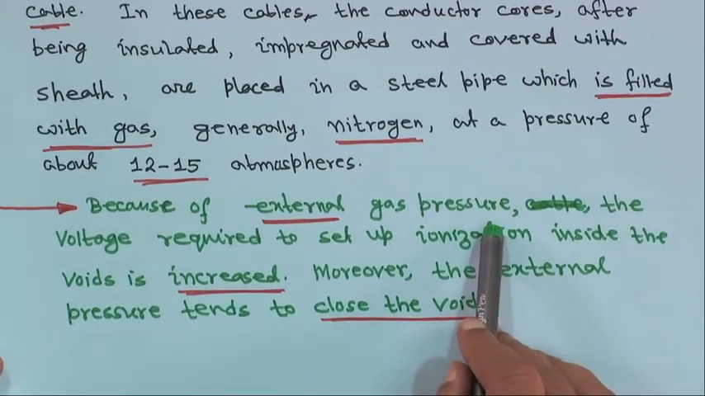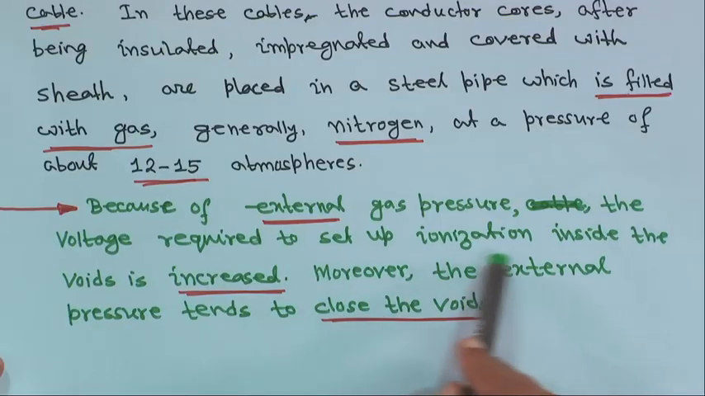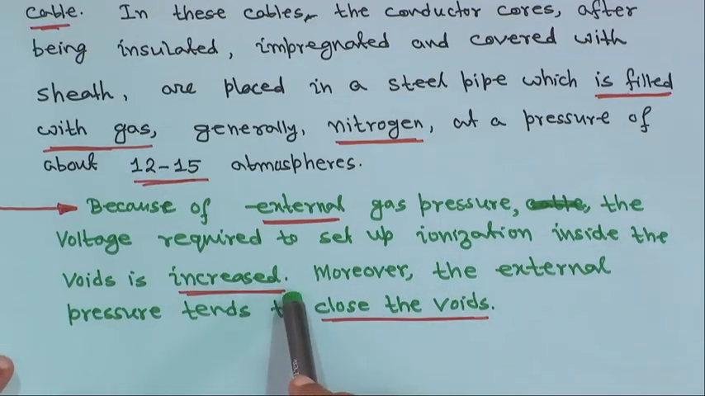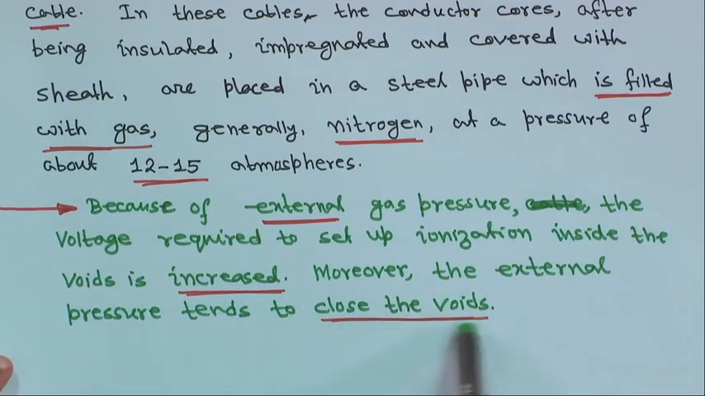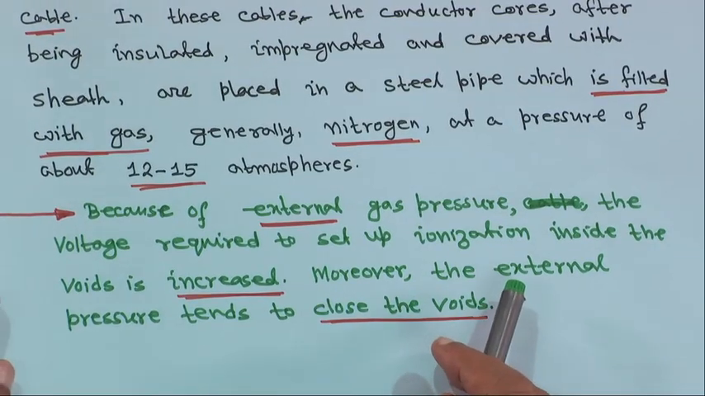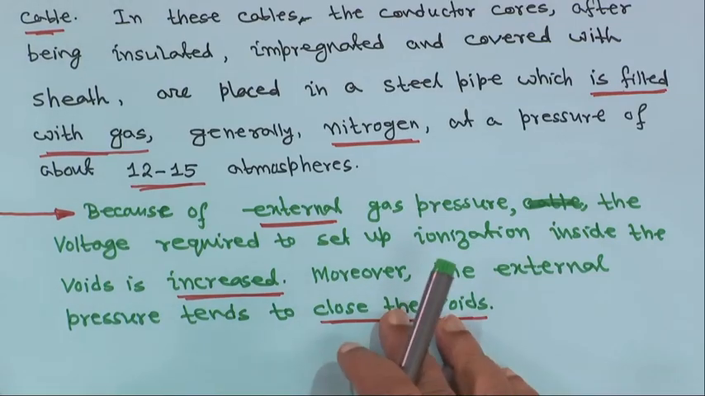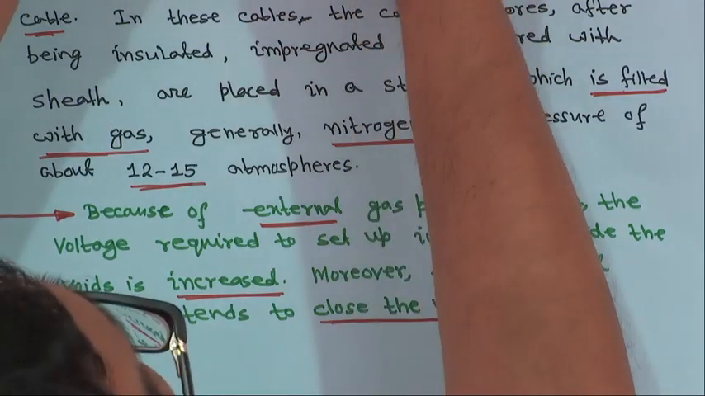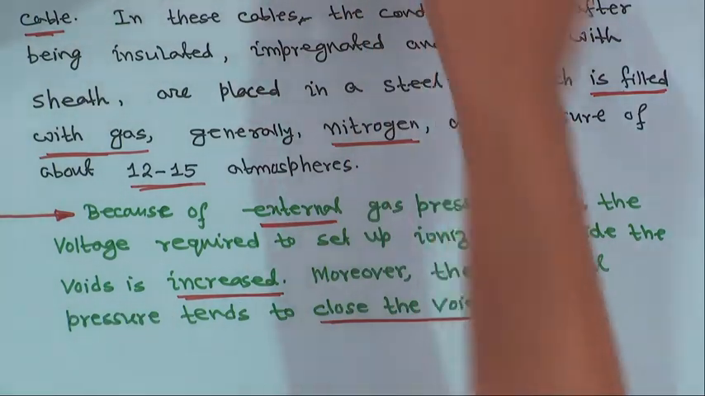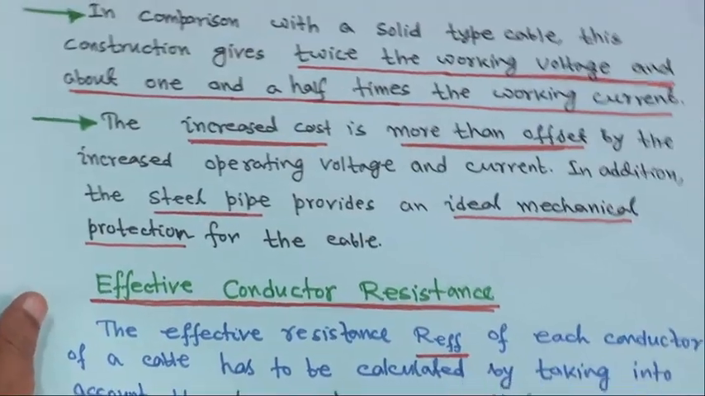Because of the external gas pressure, the voltage required to set up ionization inside the void is increased. Moreover, the external pressure tends to close the voids. So, there will be no question of breakdown if void formations are there, but manufacture of such cables is very complicated. But these are some ideas about the theories.